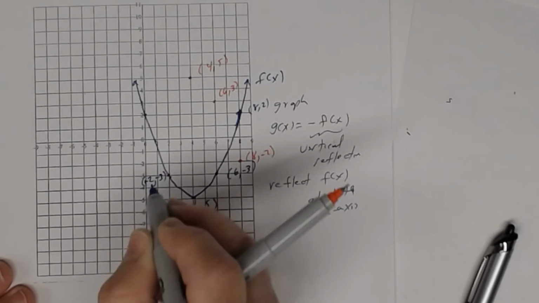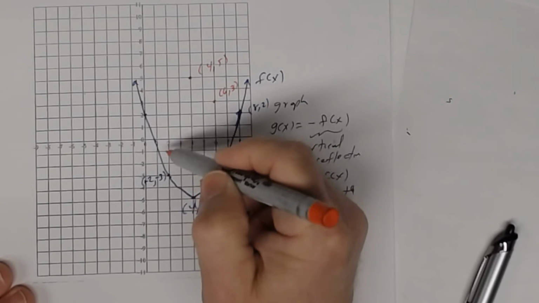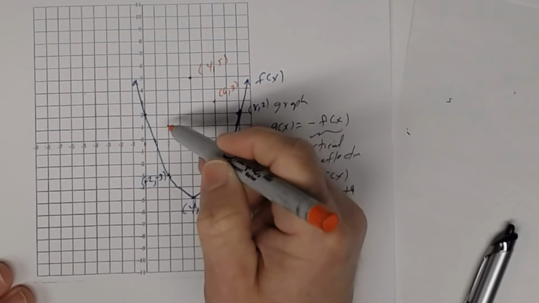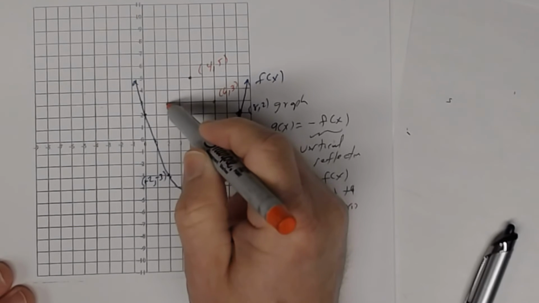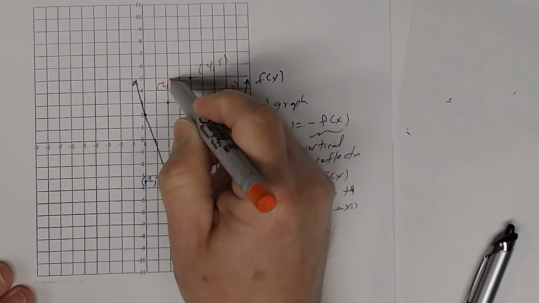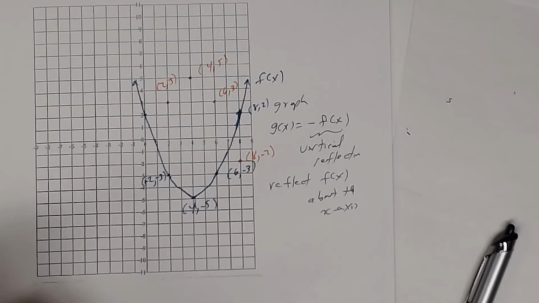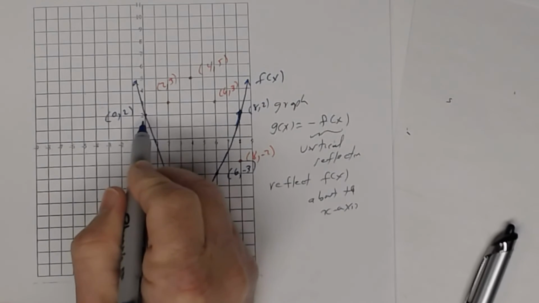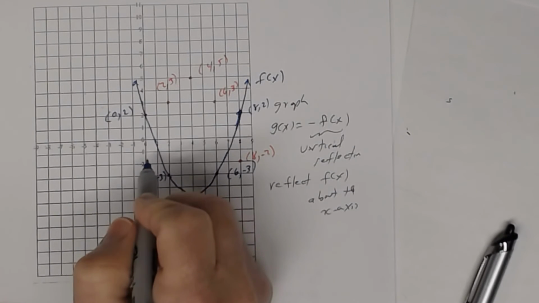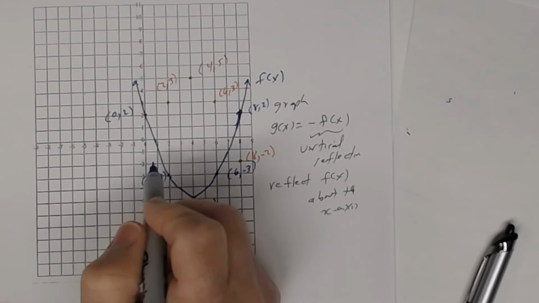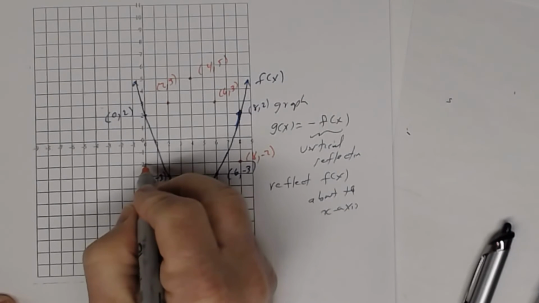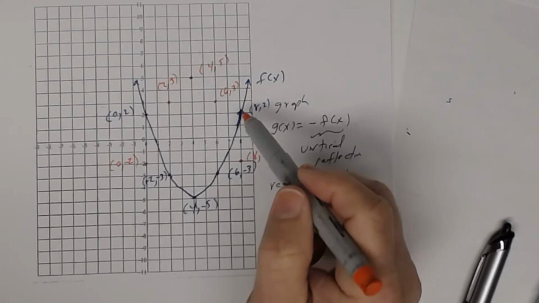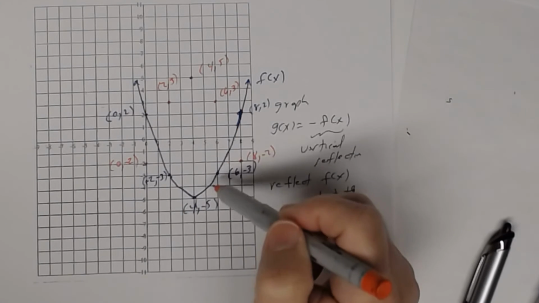2, -3. So 2, -3, when I reflect it about the x-axis, so when I do a vertical reflection, becomes a point 2, +3, right here. 2, +3. And then over here, this point here, which is 0, 2, when I reflect that point about the x-axis, 0, 2 becomes 0, -2, right? 0, -2. And so f of x is that blue graph right here.